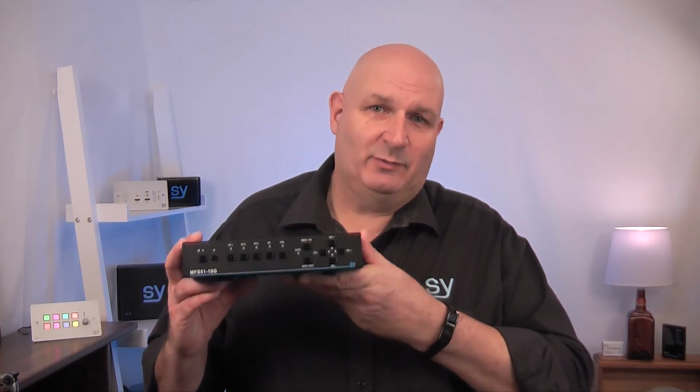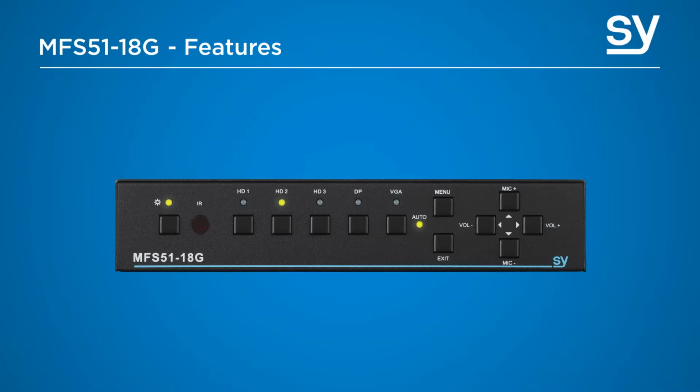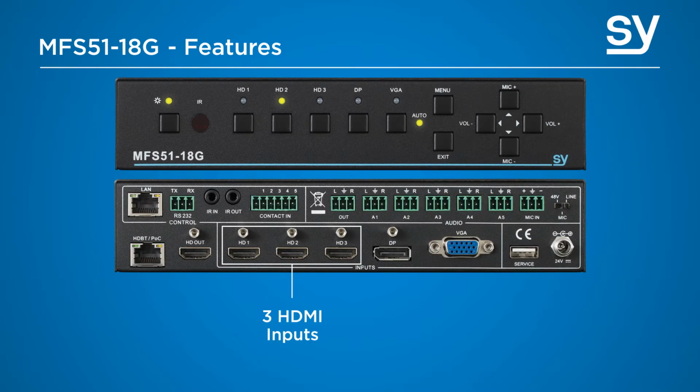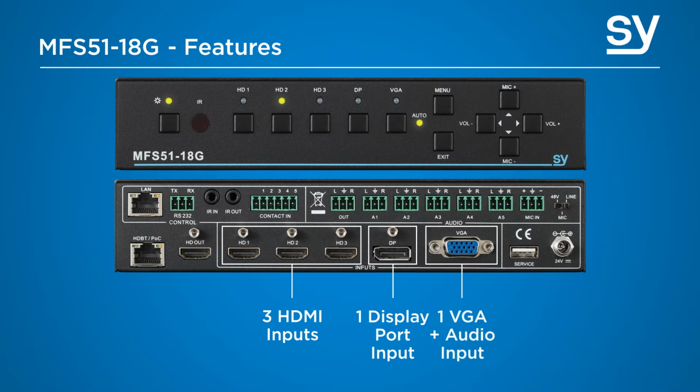This versatile and powerful 4K multi-format scaling presentation switcher is capable of video resolutions up to 4K 60 444 via the HDMI output. That is 18 gig. It includes 3 HDMI inputs, 1 DisplayPort input and 1 VGA plus audio input. The HDBaseT output also includes our IPOC intelligent power system, so it will power a compatible SY HDBaseT receiver.